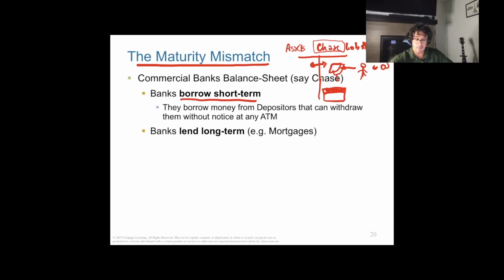The point is the following: banks lend long-term. Banks use these demand deposits, which can be withdrawn without any notice from the bank, in order to make loans. But loans are inherently very long-term. I just got a mortgage for my house. Well, this mortgage was a 30 year mortgage. Okay? So loans are very long-term.